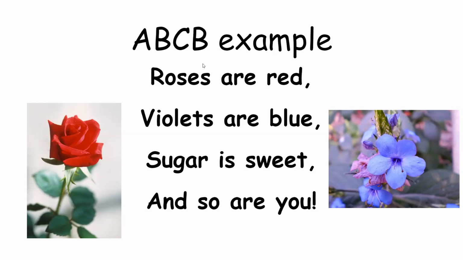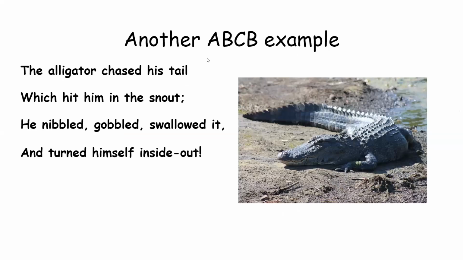Let's do one more example of an ABCB rhyming pattern. I like this one. The alligator chased his tail, which hit him in the snout. He nibbled, gobbled, swallowed it, and turned himself inside out. So we have lines 2 and 4 rhyming, snout and out, where line 1 and 3 do not rhyme.